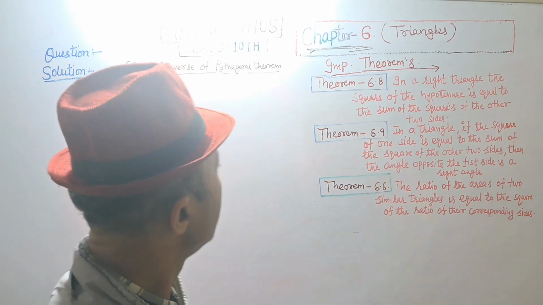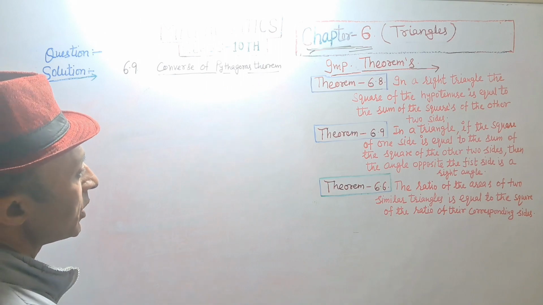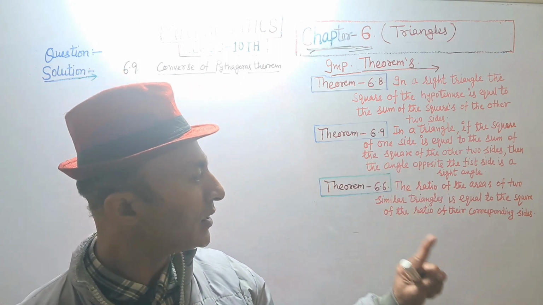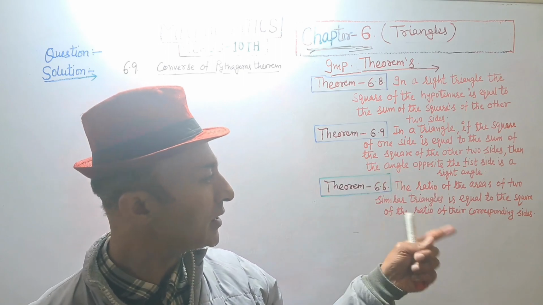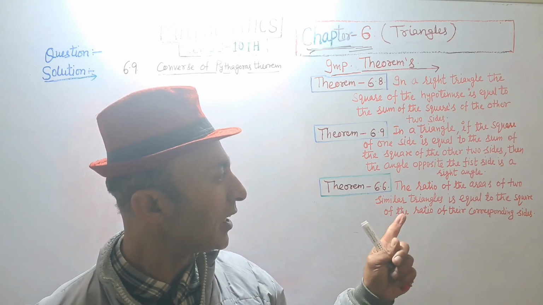Theorem 6.9, converse of Pythagoras theorem. In a triangle, if the square of one side is equal to the sum of the squares of the other two sides, then the angle opposite to the first side is a right angle.